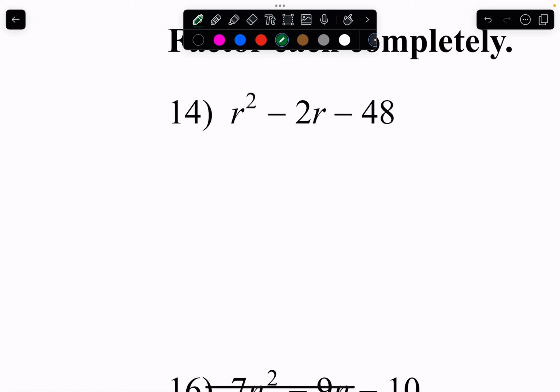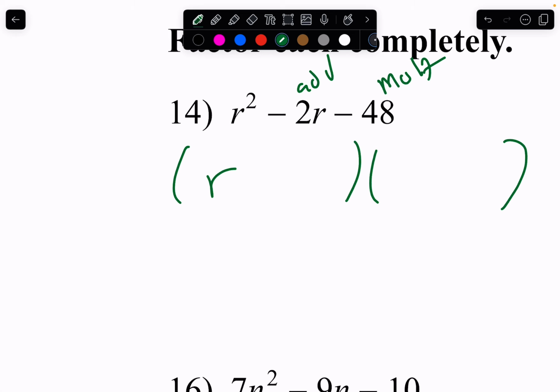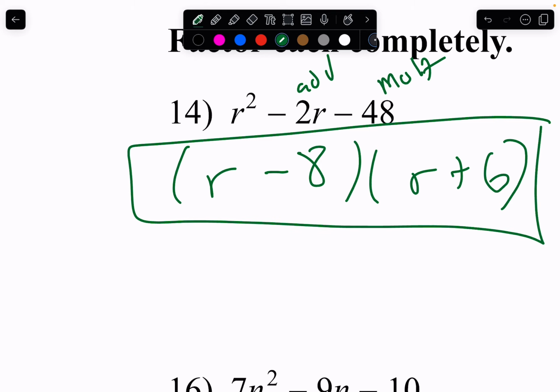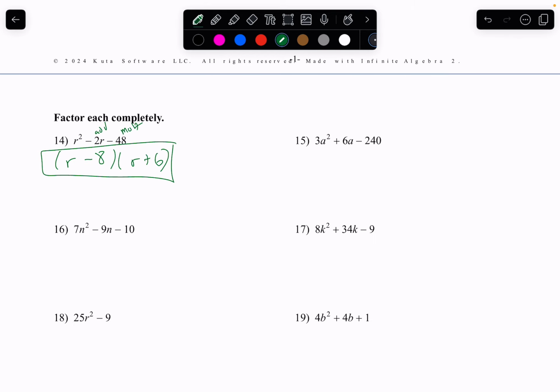We don't have one. So then if we follow the flowchart, we've got three terms. I have to use trinomial factoring, and I can use the cheat way, right? What two numbers multiply to this guy, add to this guy? That's going to be a minus 8 and a plus 6. And we're done there.